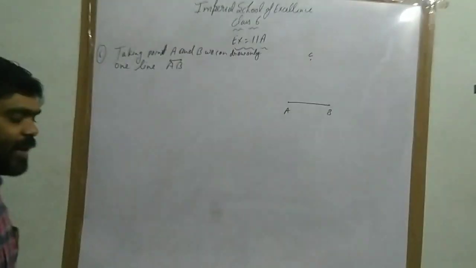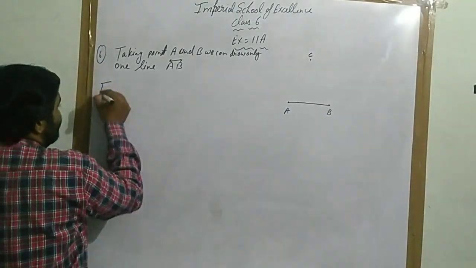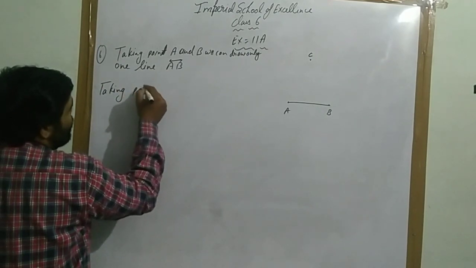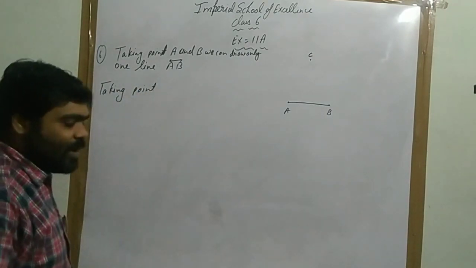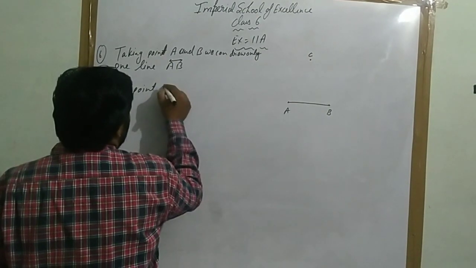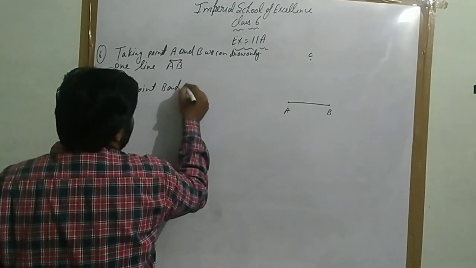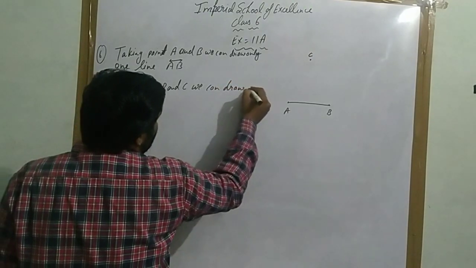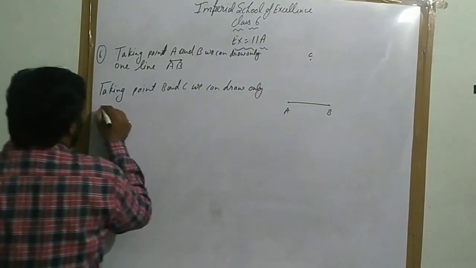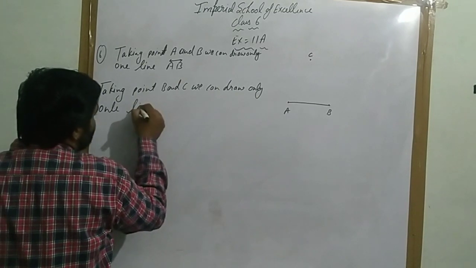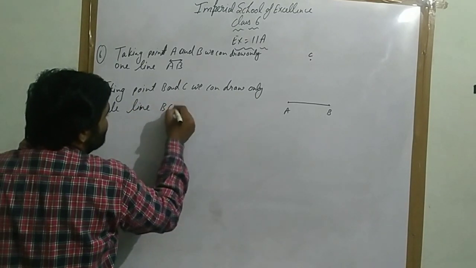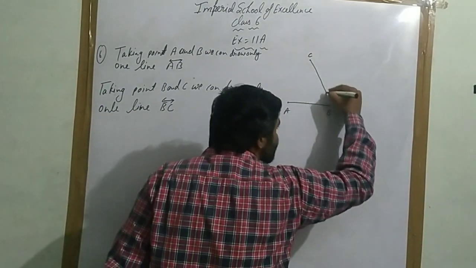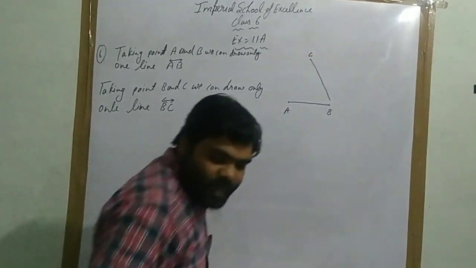Okay, first point. Now second one is taking points B and C. Earlier we took points A and B. Now we take points B and C. B and C, we can draw only one line, that is BC. Now join B and C.